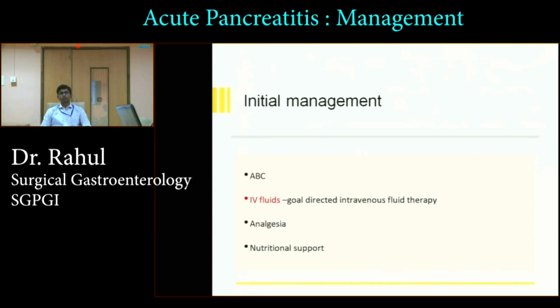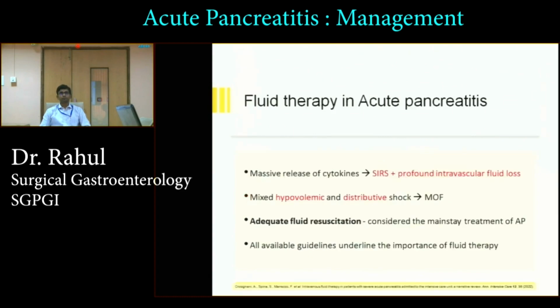Followed by IV fluid, which is one of the most important factors in the initial management and should be goal-directed intravenous fluid therapy. Followed by analgesia, which is always a step ladder pattern. You go on with analgesia, and the most important thing which comes 1 or 2 days later is nutritional support. Next, we'll take all of them one by one. So coming to fluid therapy.